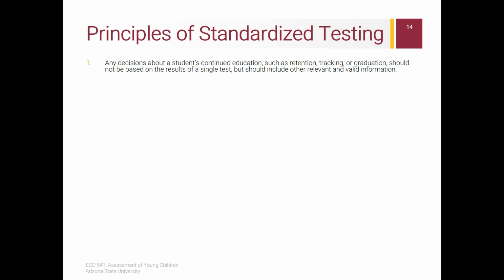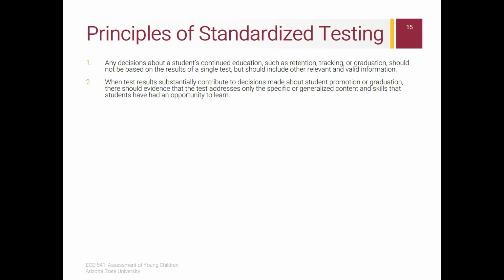The following are 6 principles of standardized testing from the American Psychological Association, the American Educational Research Association, and the National Council on Measurement in Education. Number 1. Any decisions about students' continued education, such as retention, tracking, or graduation, should not be based on the results of a single test, but should include other relevant and valid information.